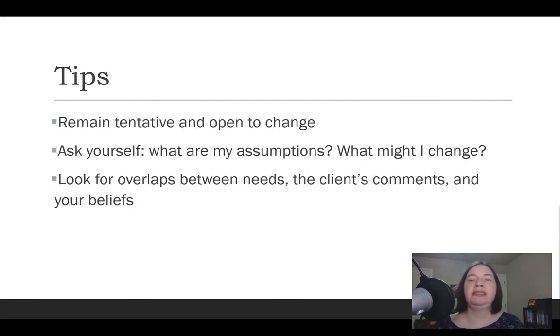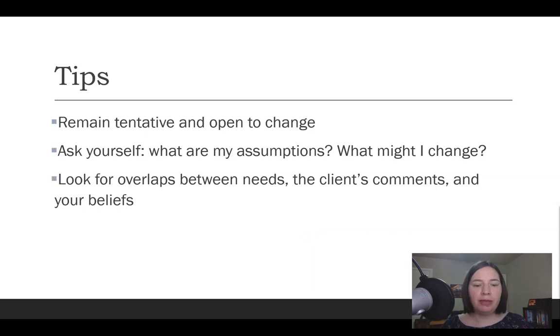So overall, the tips for reframing problems: remain tentative and open to change. There's very rarely a right answer. There are a lot of different ways to approach things, so be open to that. Look at your assumptions. They say if all you have is a hammer, then everything looks like a nail. If all of your assumptions are that we need to teach someone something, then that's all you're going to see. What else can you see? What else can you change? And then look for those overlaps between the client's needs, your beliefs, and society's needs, because those are good areas to focus in on your problem.